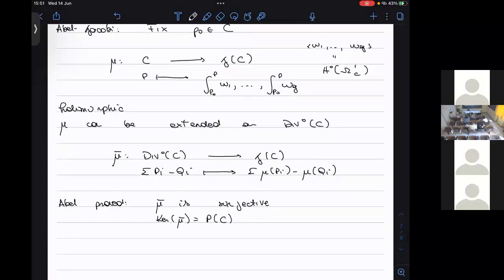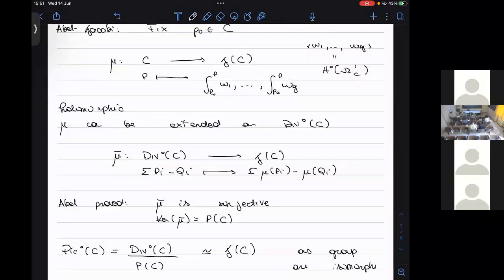So if you remember, I defined that group as this quotient. And by the first isomorphism theorem, we get this isomorphism as groups. This is a homomorphism. So for every curve, you can define this complex torus of dimension G, which as a group parameterizes all the degree 0 divisors which are not principal.